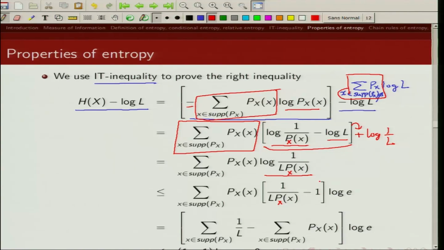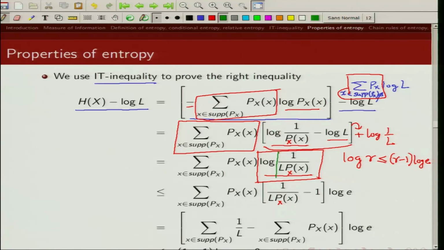Now this quantity can be simplified using the IT inequality. Now what does the IT inequality say? IT inequality says that log of r is less than or equal to r minus 1 times log of e, with equality happening when r is equal to 1. So what is r here?